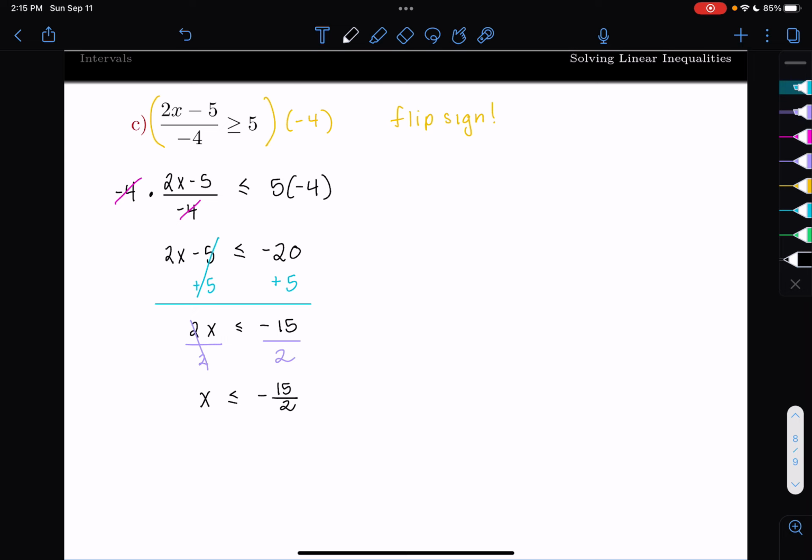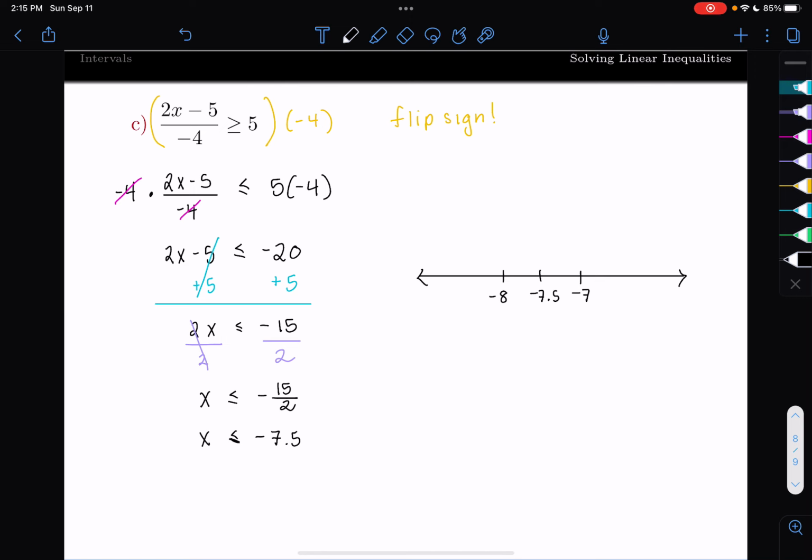This one, if you plug it into your calculator, you do get a nice decimal, but typically we want things in that fraction form. So we'll draw a nice little number line again. Negative 15 over 2, just so you can see, it is negative 7.5. So if here is negative 7, here is negative 8, 7.5 is going to be smack dab in the middle here. So I'll go ahead and leave a little mark, and there is negative 7.5.